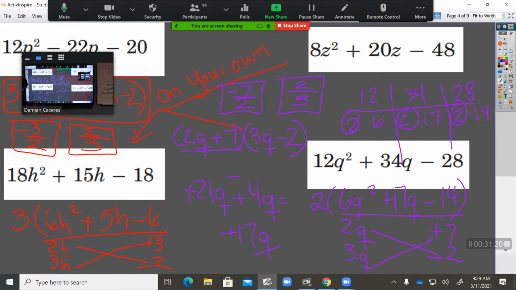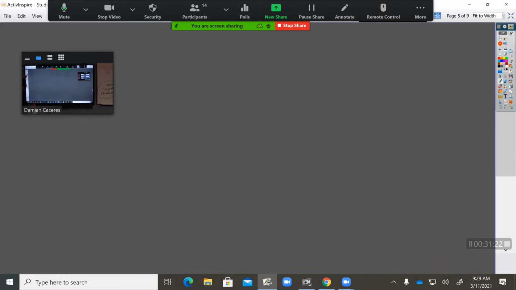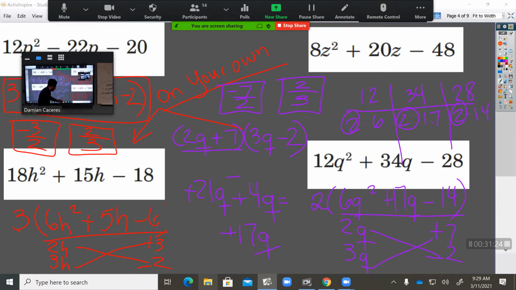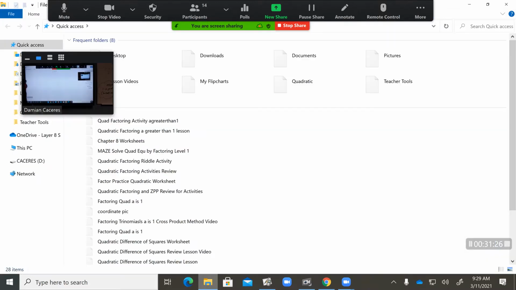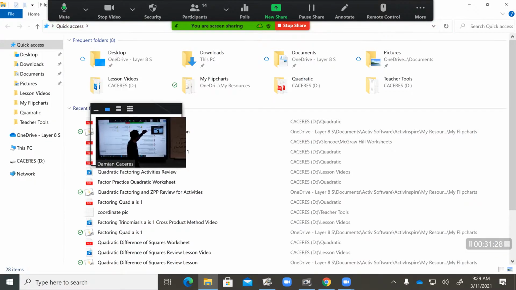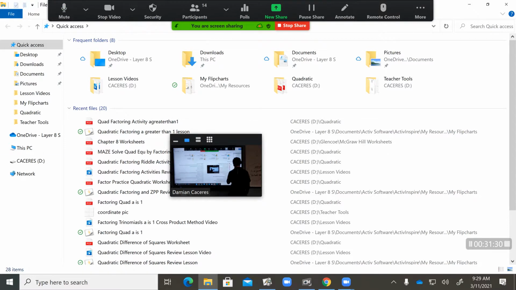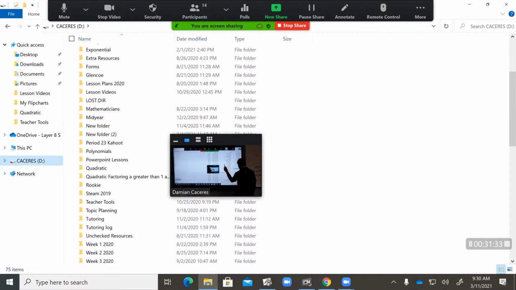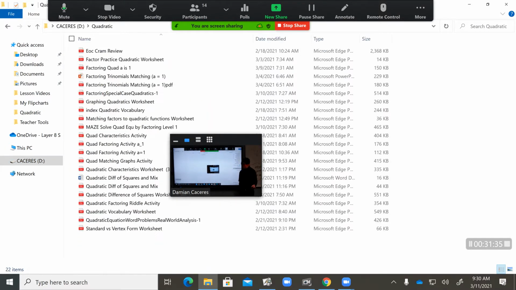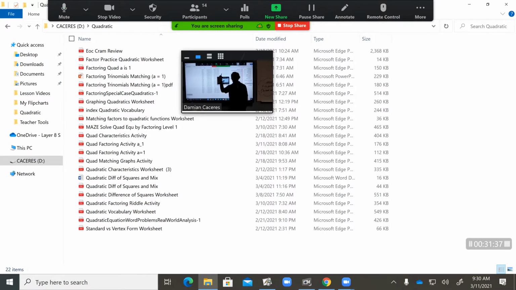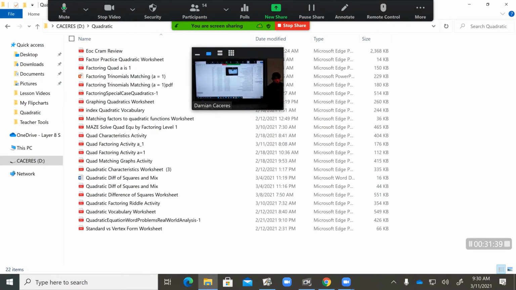Now, let me show you what the worksheet is going to look like, because I believe this is the last page. Yes? The worksheet is actually an activity. So if you guys are here in person, I'll give you the copy.